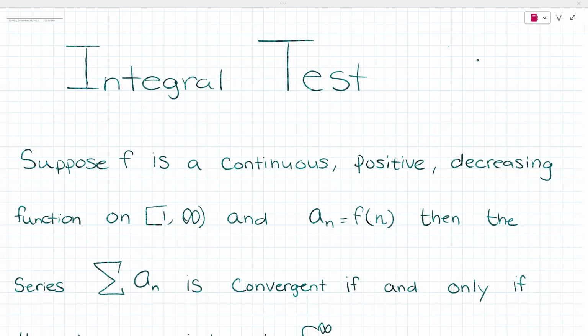So in this video, we will go over the integral test to determine if the series converges or diverges. So yeah, now let's just continue on with the different types of tests.